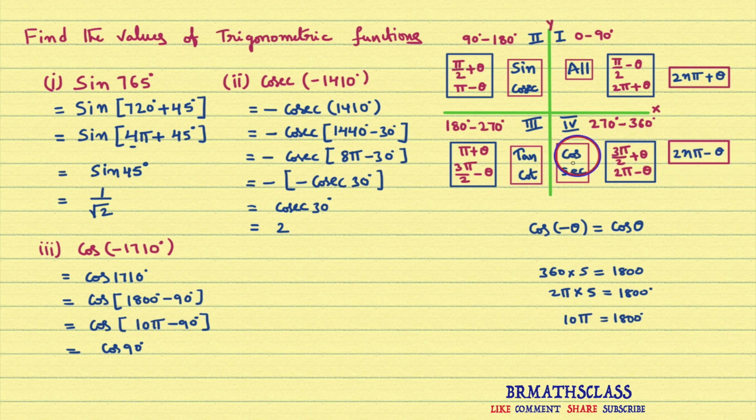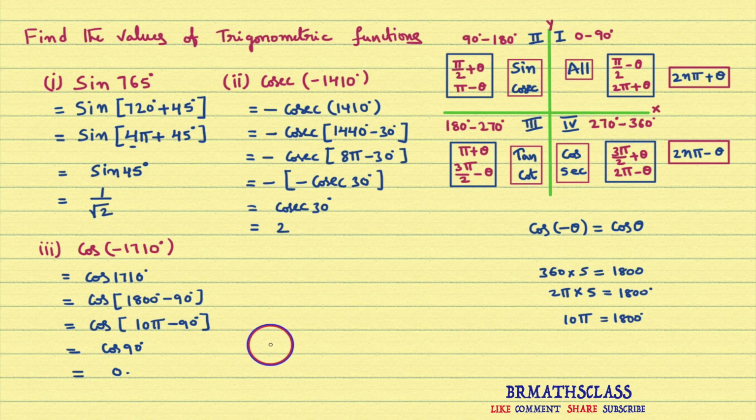In the fourth quadrant, cos and secant x are positive. Here this is cos, that means this expression is positive only. That is, cos of 10 pi minus 90 degrees is plus cos 90 degrees. From the trigonometry table, we know that the cos 90 degrees value is 0.